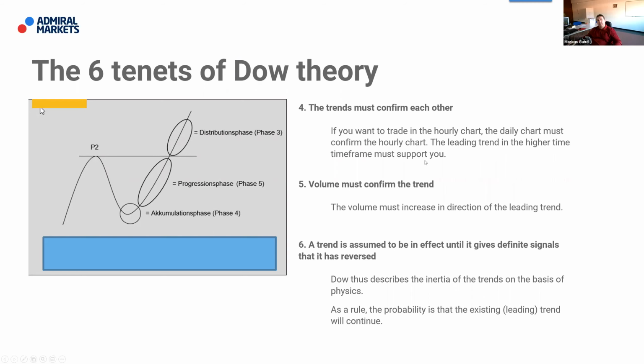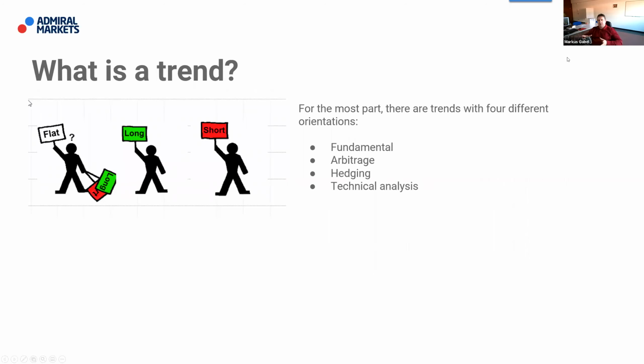Okay, that's a little bit of introduction about the Dow theory. And now with this knowledge, how does Dow theory have an impact on the price and the trend? We can think about what a trend is. What is a really good trend? For the most part, there are trends with different orientations. So we have different trading orientations. We have the fundamental, we have arbitrage. They are looking at different places, London, Frankfurt, and they use the different prices of one and the same underlying.